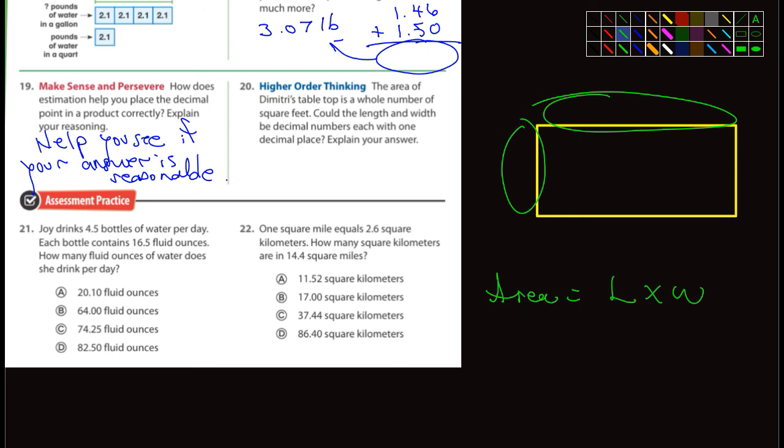So let's see here. Yeah, let me help you out here. So if this was 6.4 and this was 2.5, what would the area be? Area would equal what? You'll have to answer that question. Okay, 6.4, 2.5. Okay, that's it. Let me stop the recording here.